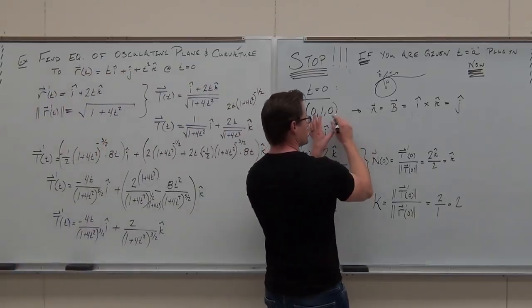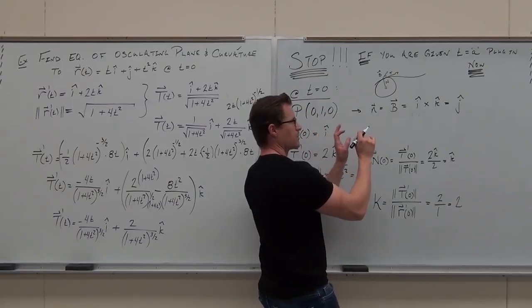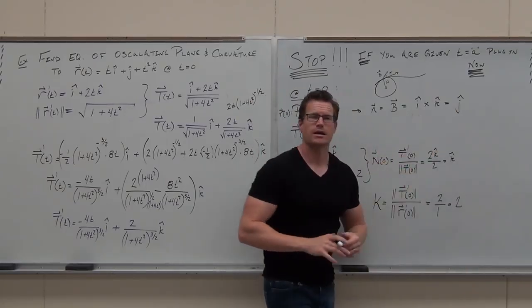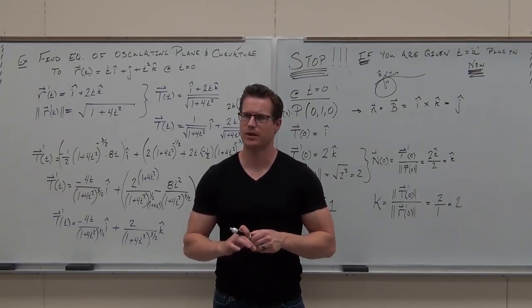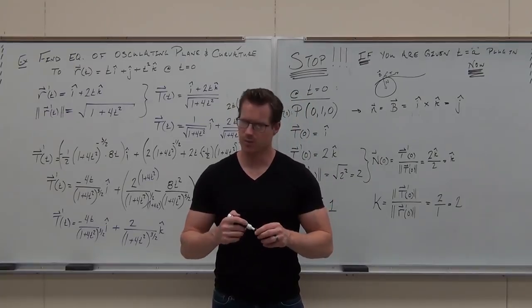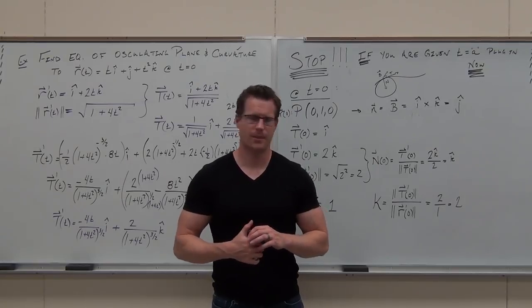So your point is 0, 1, 0. Your normal is J. Can you go ahead and spend a couple seconds? Can you please write down the formula for the osculating plane right now? Could you do that, please? I don't want line. I want osculating plane.